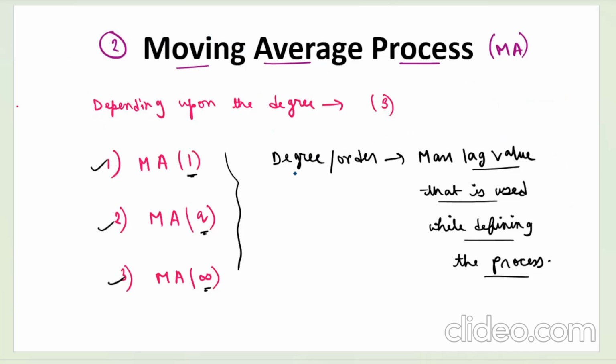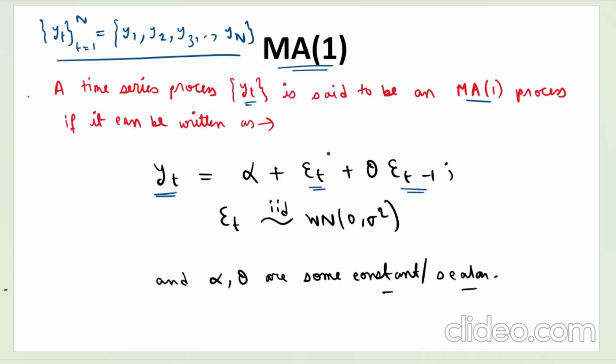That is what I have written here. Degree or order means the maximum lag that is being used while defining the process. So from this expression, what you can see is that the MA process has to be a function of epsilon t's and its lag values. You can consider this to be a thumb rule. If you see any time series process that is written in terms of epsilon t and the lag values of epsilon t's, it will be an MA process of some degree, right? Here I have considered the simplest case, that is the first degree. So you have only the first lag value.